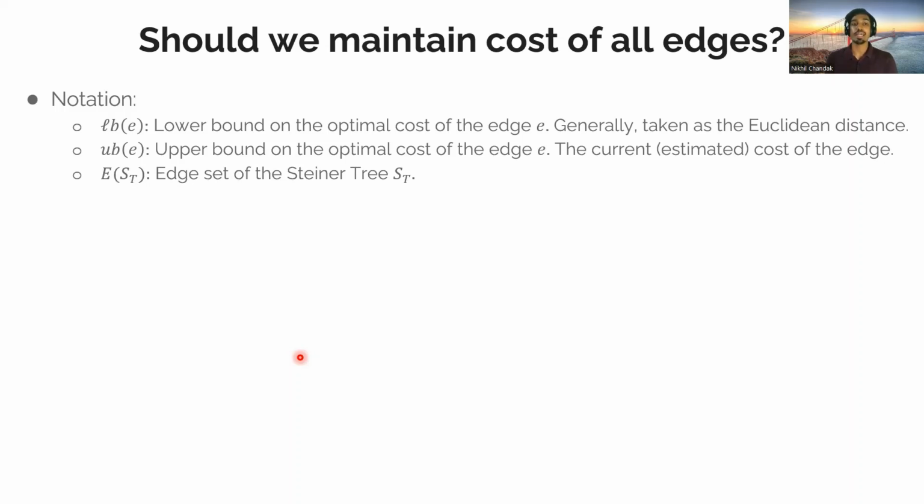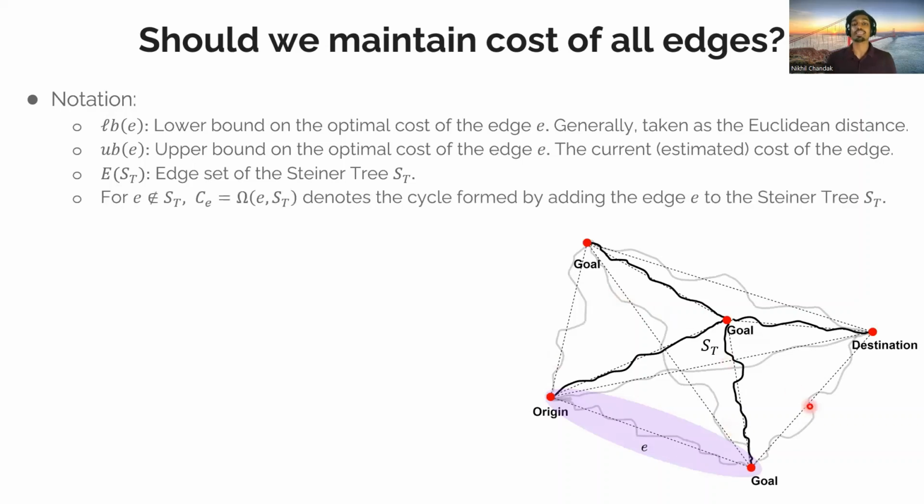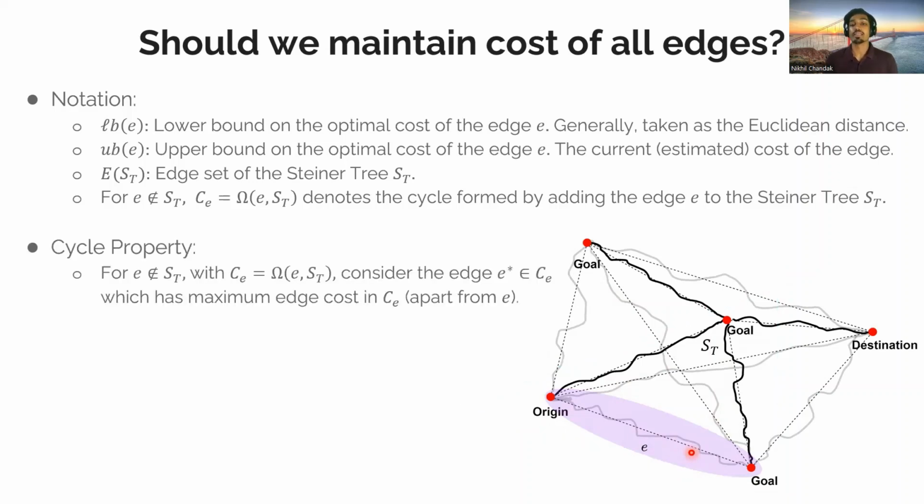Let EST be the edge set of the Steiner tree. So here the black curved lines are the edge set of the Steiner tree. And let C(E) be the cycle formed by adding an edge E to the Steiner tree. So here, if E is this edge, then this is the cycle that is formed. Now we recall a famous and well-known cycle property of spanning trees, which says that for any edge E not in the Steiner tree, let E star be the edge with maximum cost in the cycle enclosed by adding it to the Steiner tree. So here E star is this edge.